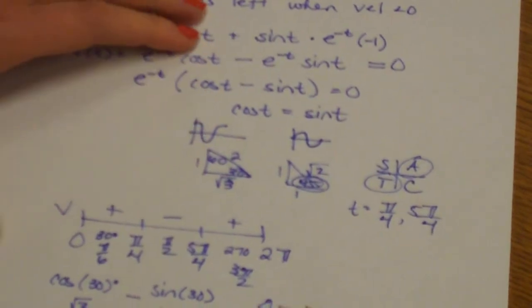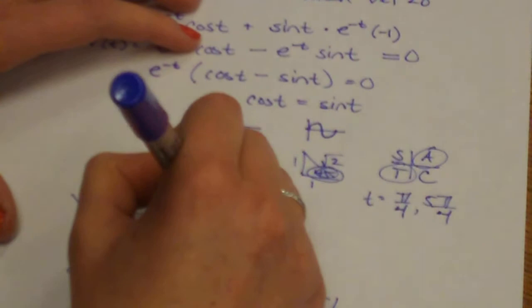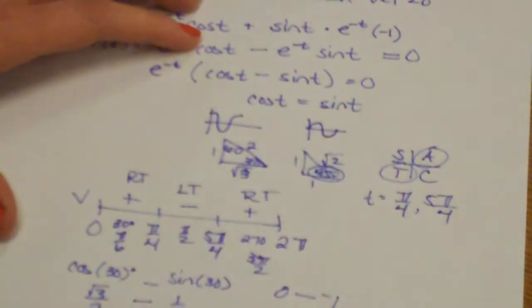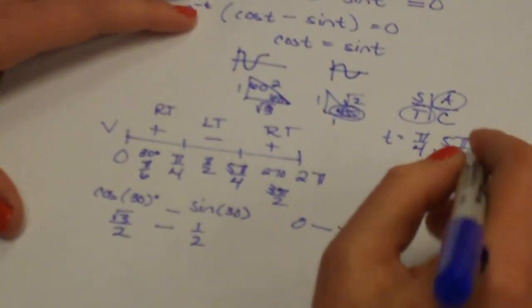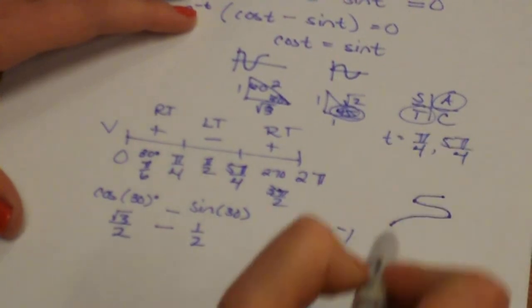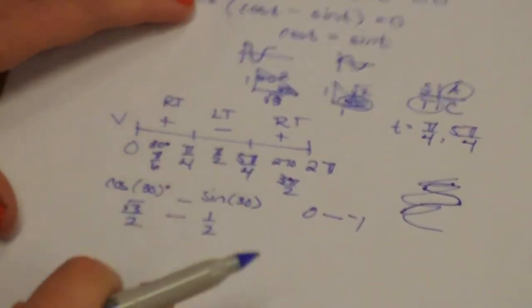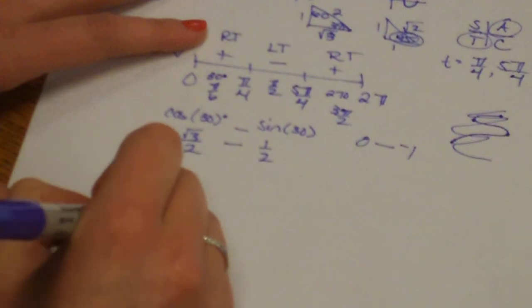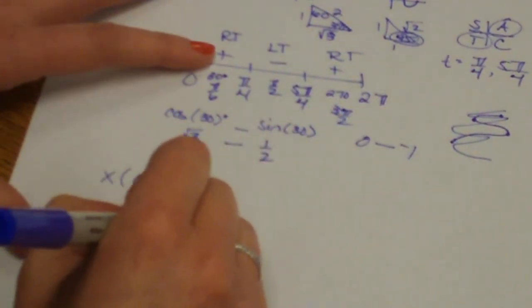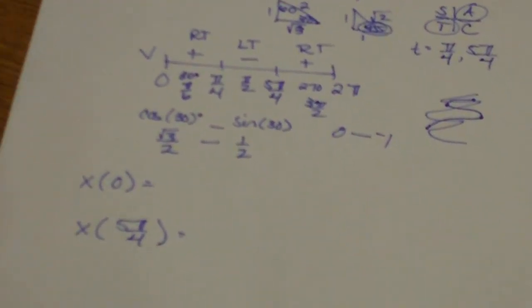So based on this number line, my function is moving right, left, and then right again. So my particle is going to the right, to the left, and then to the right. I want to know when is it furthest to the left. Well, that could be at 0, or it could be at 5 pi over 4. So this is what I need to figure out. What are the positions at those different times?